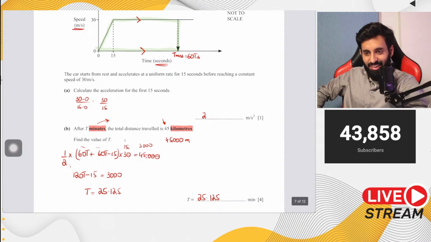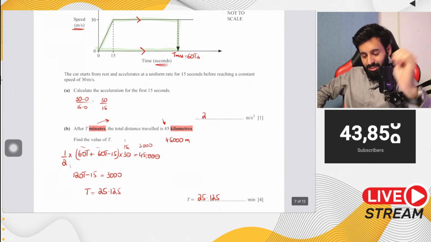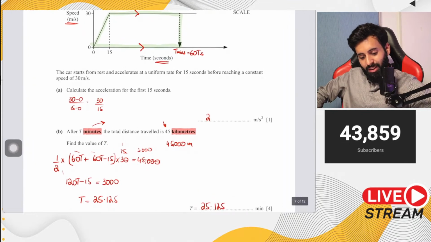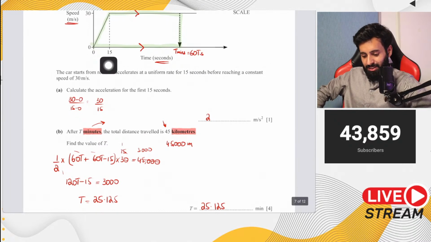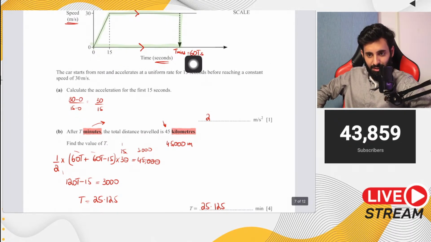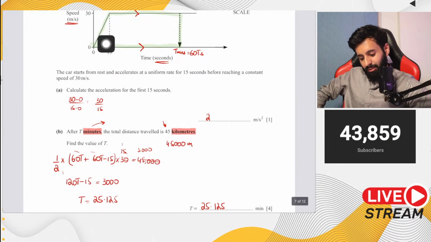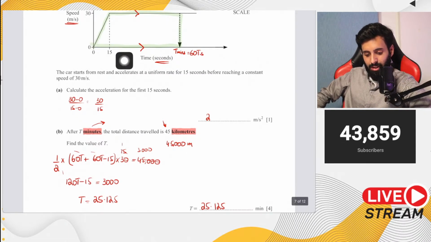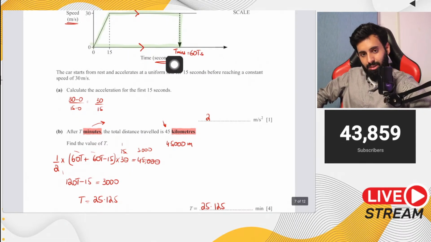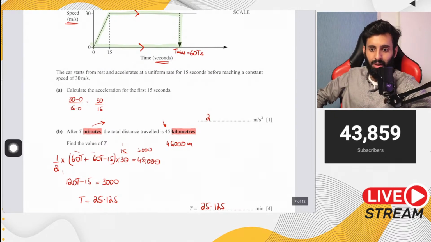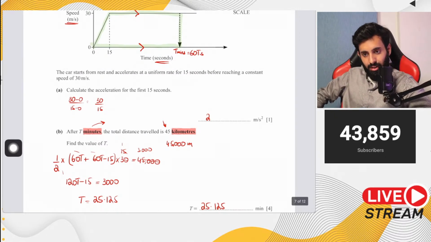I'm just joking. Okay, so let me answer your question. t is in minutes. So if the time that we have on the graph is in seconds, this would be 60t. And you're probably wondering why I converted 45 kilometers to 45,000 meters. That's because if you find the area of a speed time graph where speed is in meters per second and time is in seconds, you get the final answer in meters. So that is why we converted.